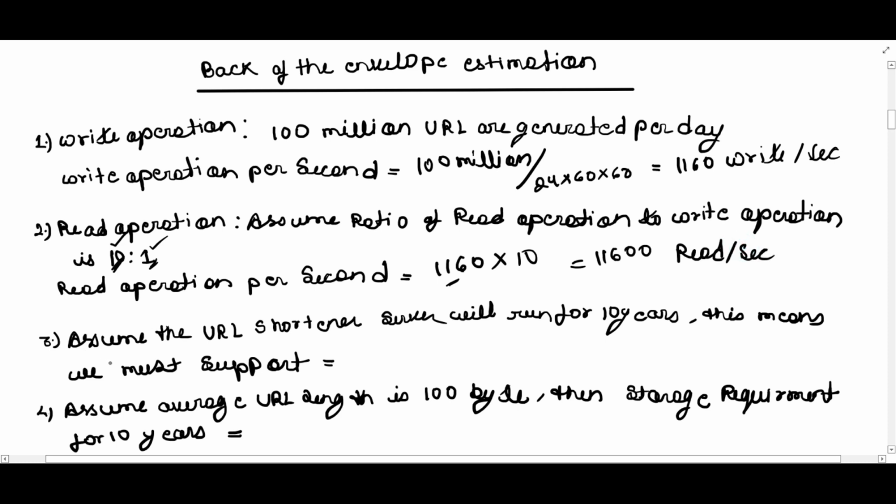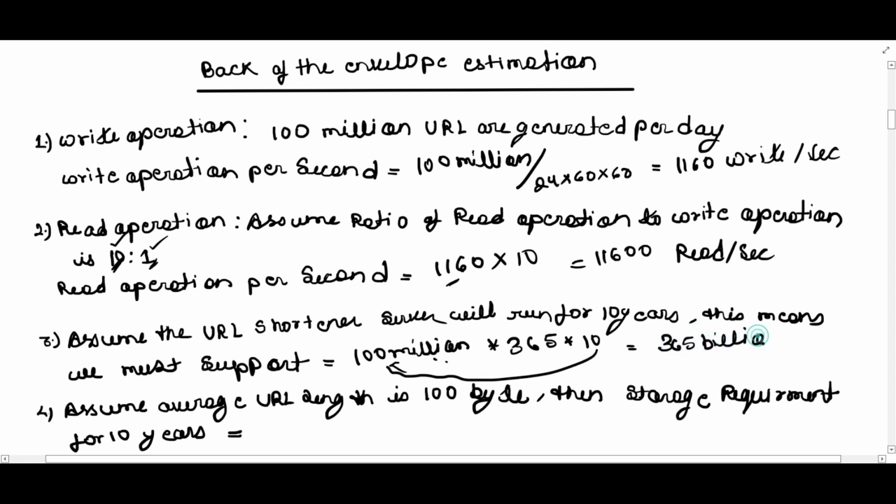After that, we need to compute the storage requirement as well. Assume the URL shortener server will run for 10 years, which means we have to support records for 10 years. So how many records do we need? Suppose we have 100 million URL writes per day. 100 million into 365 for a year, and for 10 years. So it will come to approximately 365 billion. So these many records we have to store for 10 years.